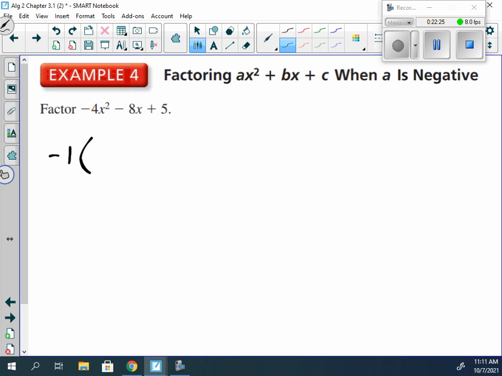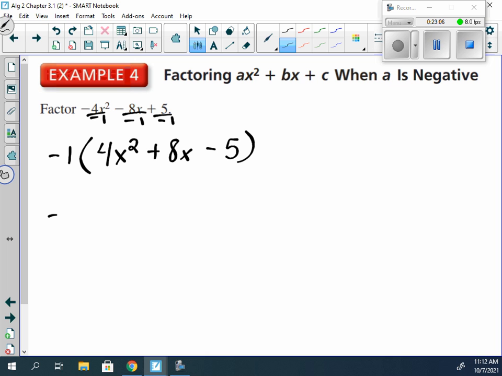But if I divide everything by negative 1, or factor it out, what's negative 4x squared divided by negative 1? It would be positive 4x squared. Negative 8x divided by negative 1 would be plus 8x. And 5 divided by negative 1 would be negative 5. Now, it would be perfectly correct to have factored this with the negative included. You would get the right answer. But I find this to be a little bit easier.